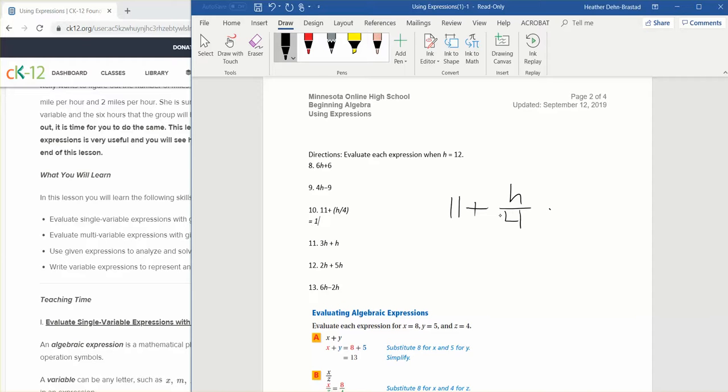sign. So I know that I have 11. I'm not going to do anything with that yet. And I'm going to keep those parentheses because the h over 4, the h divided by 4, needs to be done first. Division needs to be done before addition.